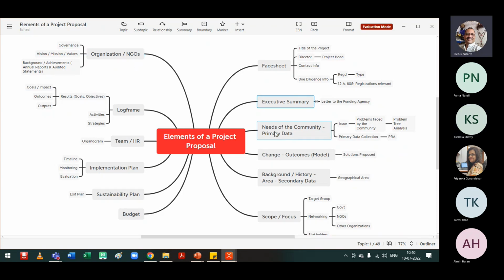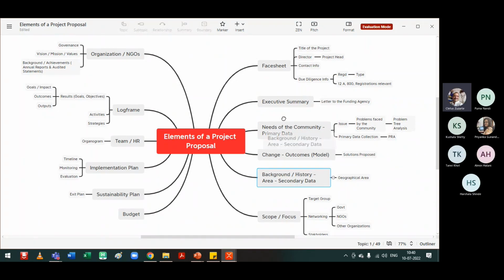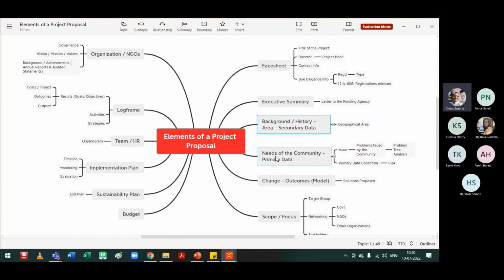After the NGO information, you will give some background of the area. Then you will give the needs analysis. With that, you will go on to say what the focus of your project is. Later on, you will give the log frame, either in the project or attached as an appendix. Then comes the HR information, like who will be leading your team, as in the organogram, and importantly the implementation, sustainability, and budget.